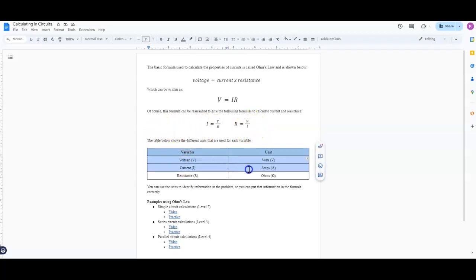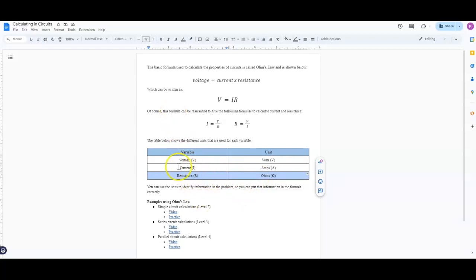Also, we have units. I will take points off if you don't include the units. I am a jerk. So for voltage, it's volts. Nice and easy. Current, amps, or capital A. Resistance, ohms, or Greek letter omega. They're kind of fun to draw. Go ahead if you want, or you could just write the word out. It's up to you.